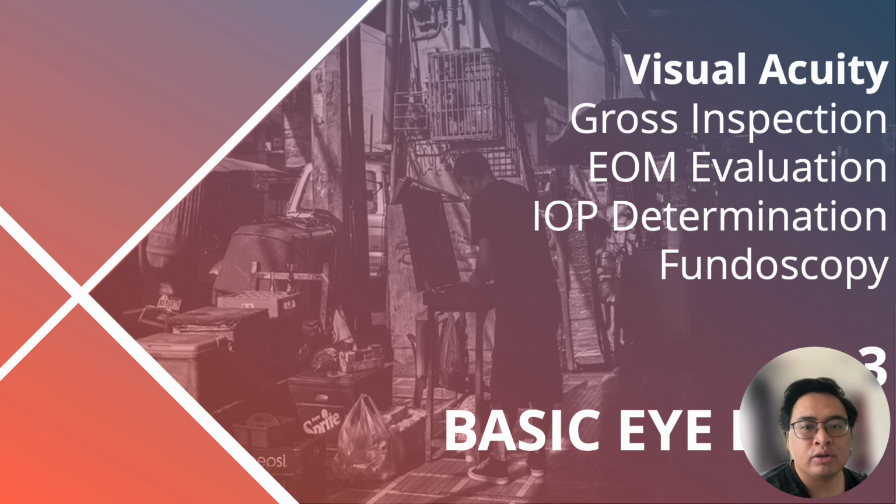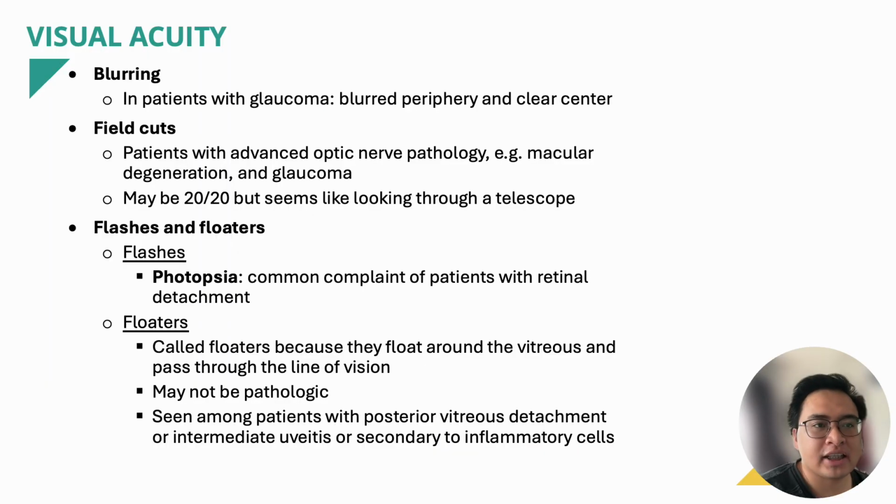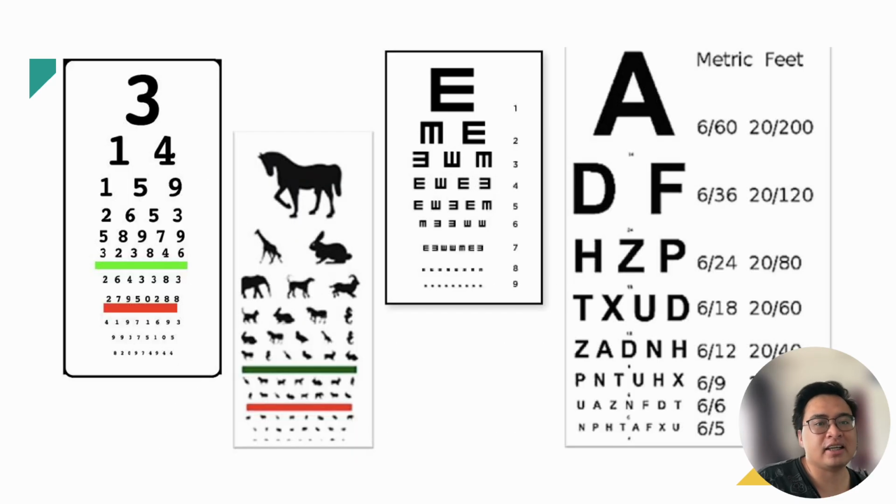Let's now proceed to the 5 parts of the basic eye exam. The first of which is visual acuity. So what are you going to ask for in visual acuity? You're going to ask, is there any blurring, field cuts, flashes, and floaters? But in terms of the physical exam, what are the tools that you could use? The most commonly used is, of course, the Snellen chart.